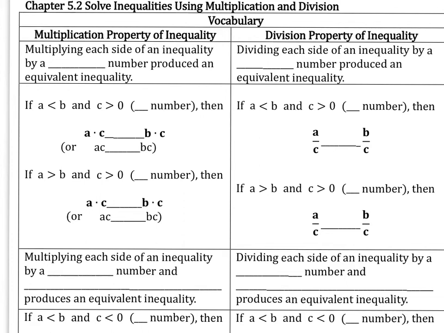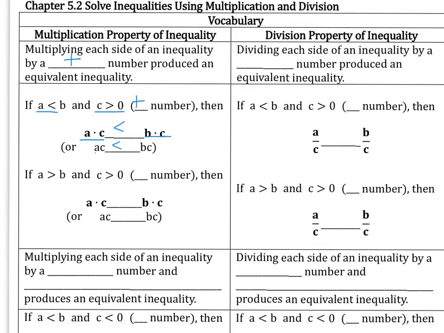5.2. Solve inequalities using multiplication and division. The multiplication property of inequality indicates that when you multiply each side of an inequality by a positive number, it produces an equivalent inequality. So if A is less than B, and if we multiply this inequality by a positive number C, then A times C will still be less than B times C.